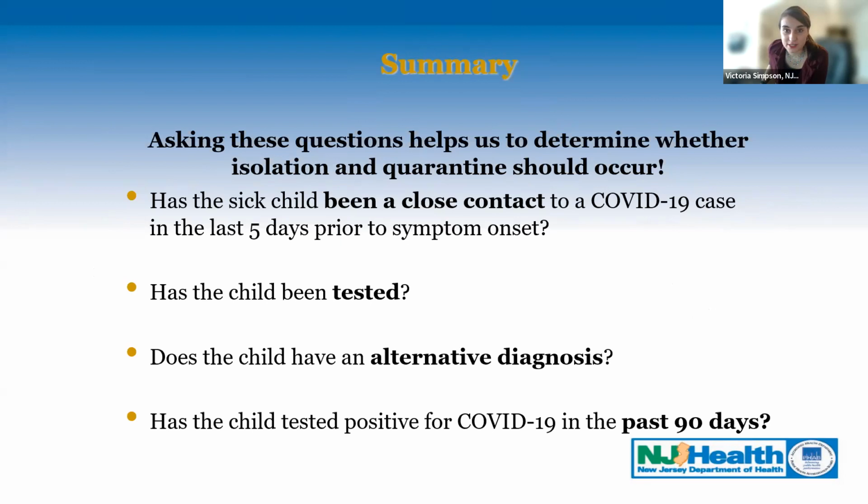Has the child been tested for COVID? Does the child have an alternative diagnosis? Has the child tested positive for COVID in the last 90 days? So after you ask those questions and we know whether they need to isolate for COVID or quarantine, we need to know what isolation and quarantine actually means, right? So Stacy from the DISH team is now going to further explain what isolation and quarantine means.